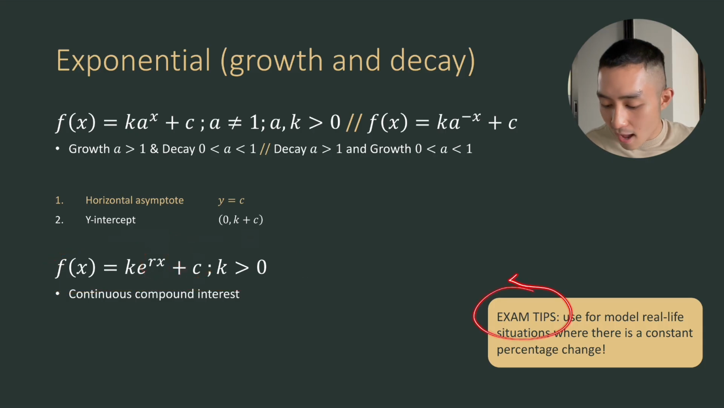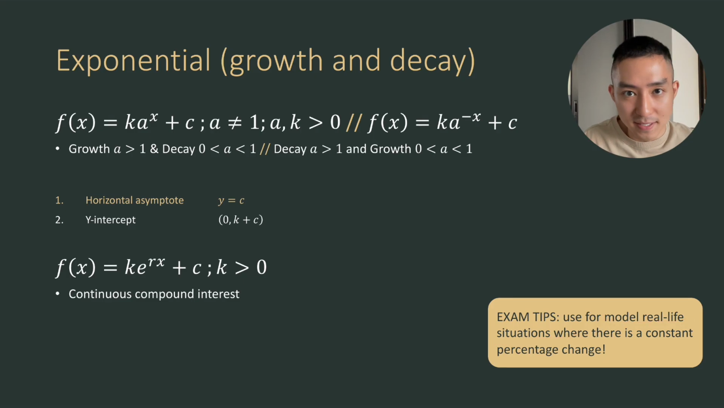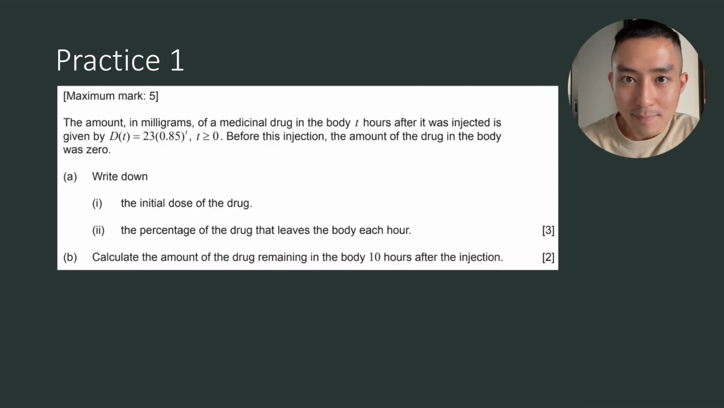And for the exam, it is commonly used to model a real-life situation when there is a constant change in the form of percentage. So let's say 5% higher, 3% less. It means that the function is exponential. Here is the exam style question.